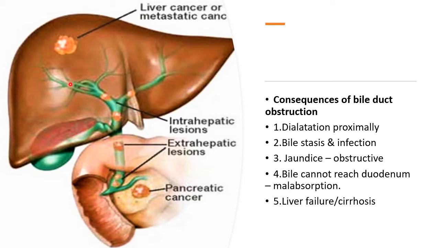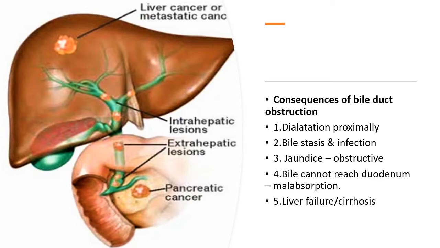Now let's refresh ourselves on the anatomy of the bile ducts, the intrahepatic and extrahepatic ducts. The intrahepatic ducts form the right and left hepatic ducts, which form the common hepatic duct, which then continues to form the common bile duct. At its lower end it is joined by the pancreatic duct to form the ampulla of Vater, which then joins the duodenum at the second part of the duodenum.